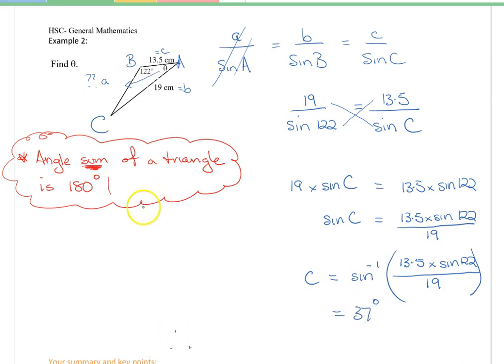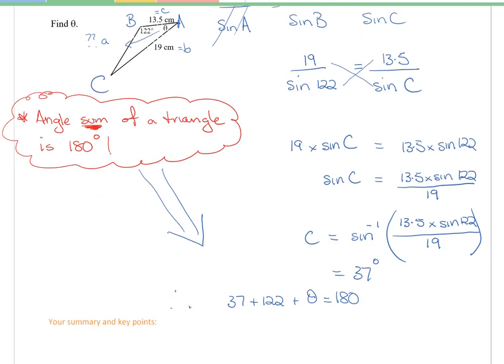Therefore, I'm now going to use the angle sum of all the angles. So what have I got? I've got my 37, I've got my 122 that was on the diagram, and then there is theta, and I know that they all have to add up to 180. And we get that theta is equal to 21 degrees.